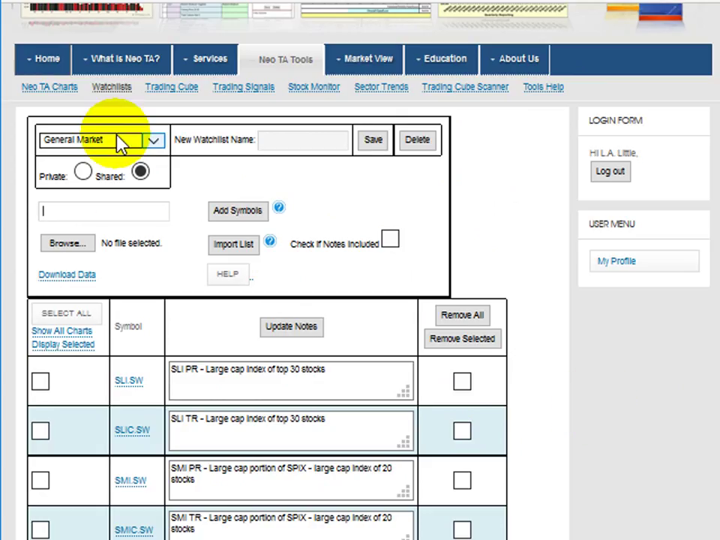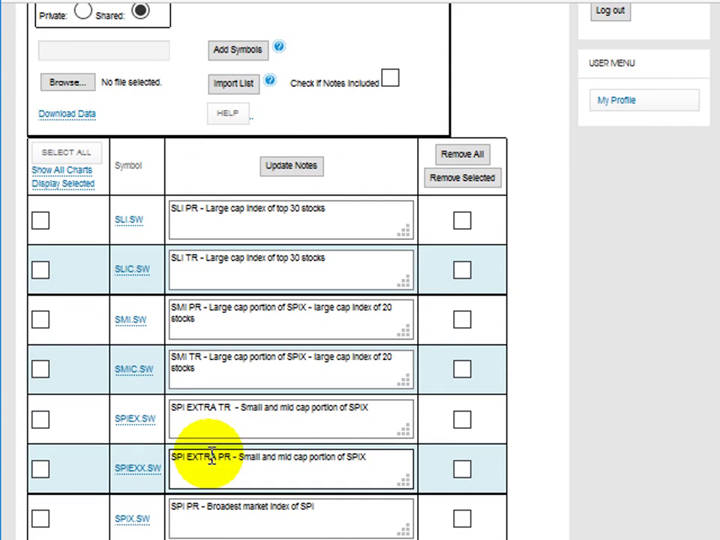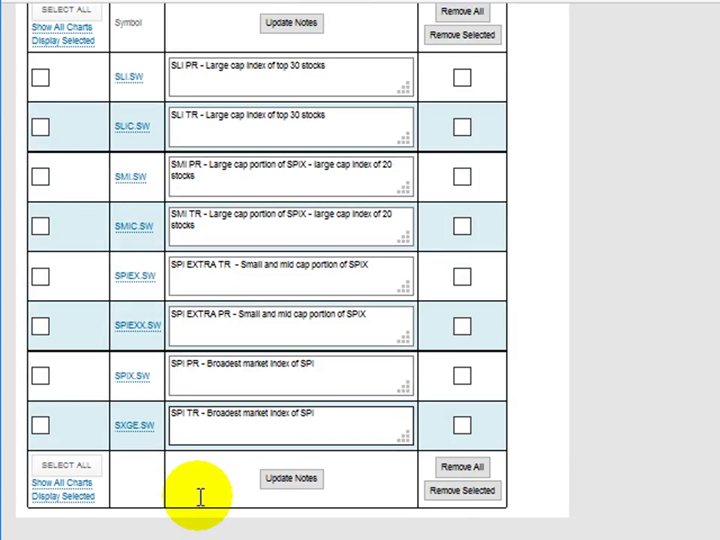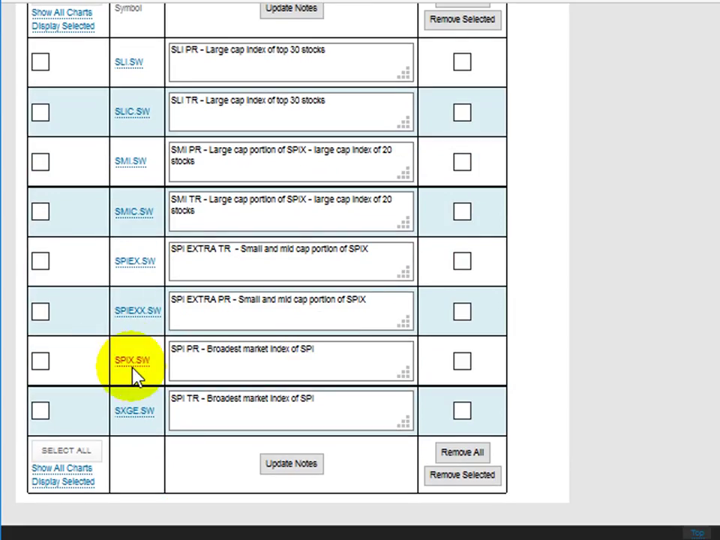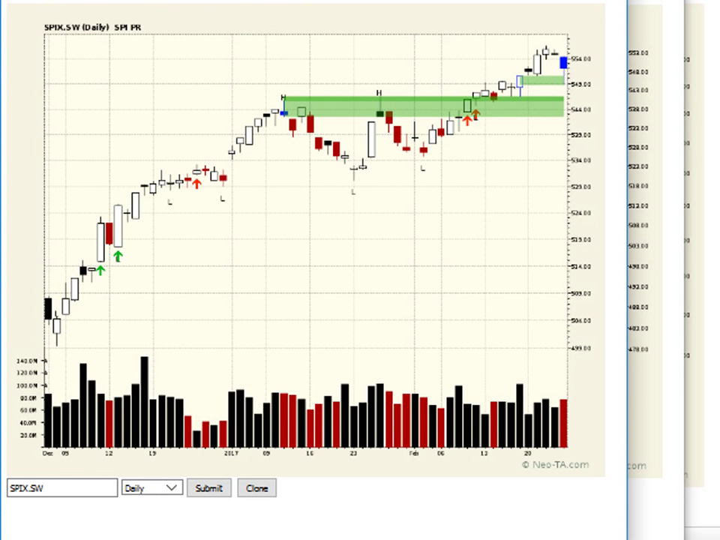In this particular case, I have the general market. I've labeled a watch list. I created it here, labeled it, and then put some stocks into it. Actually, in this case, I put sectors into it. If I wanted to look at this particular index, I just click on it, and it pops up the 3 different time frames for that instrument, along with the trading cube.